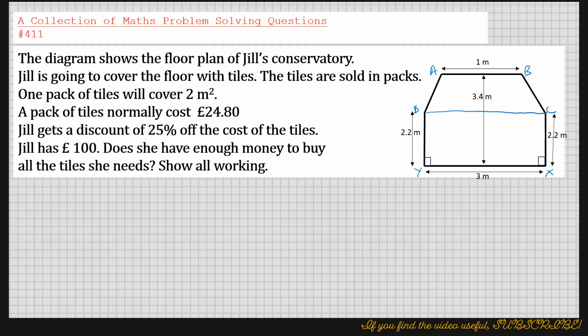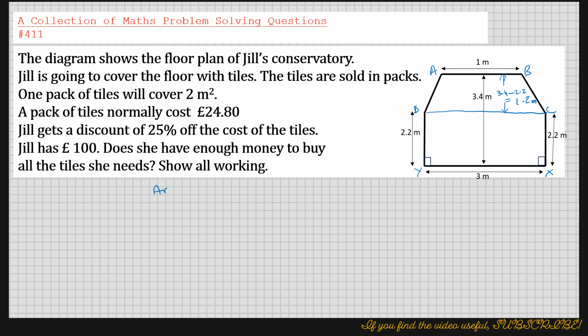That's a rectangle. So then we can say the total area will be, before I do that, I need to find the height. The whole height is 3.4. So the height of the trapezium is going to be 3.4 minus 2.2, and that is 1.2 meters. So the height of the trapezium is 1.2 meters.